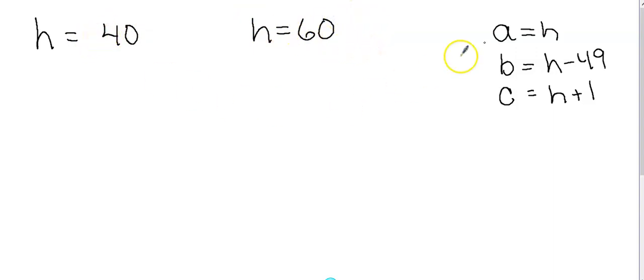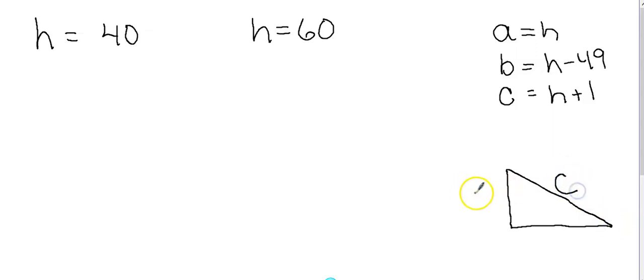Well, I'm going to take this 40 and plug it into all of those. Remember, these are lengths, height of a tree, distance from the bottom of the tree to a point on the ground, and the length of a wire. This was C, this was A, and B. We can't have a negative length. There's just no way to do that. So when I plug 40 in, I should not get any negative answers. So if I say A is h, then A is just straight going to be 40.